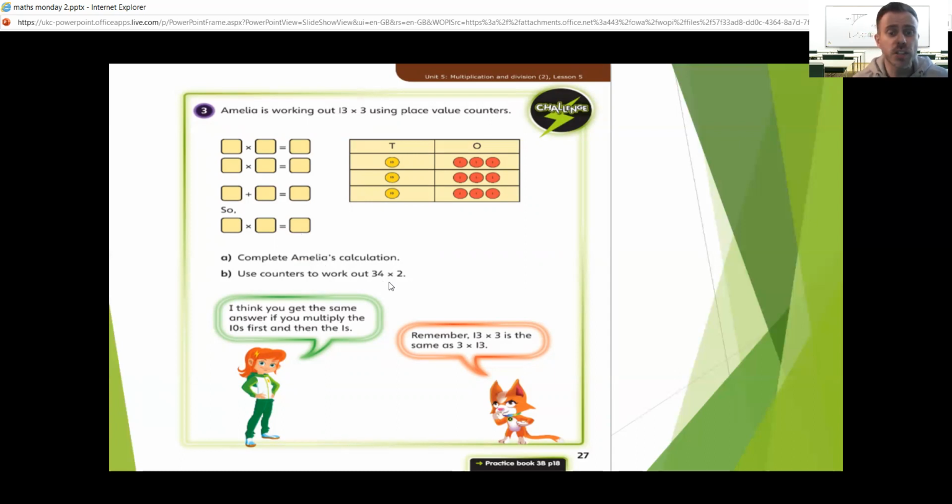So what you needed to do for that one was times the ones first of all, which is 4 times 2, which is 8. Then you had to times the tens, which is 30 times 2, which is 60. Then you had to add them together. 60 add 8. 68 is your answer. Okay, well done if you got both of those. As I say, that is a challenge. If you didn't get them, don't worry too much, because now you've already had a sneak peek.